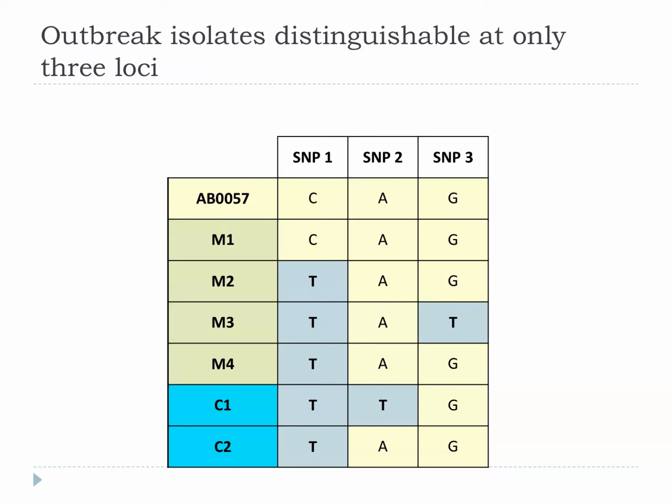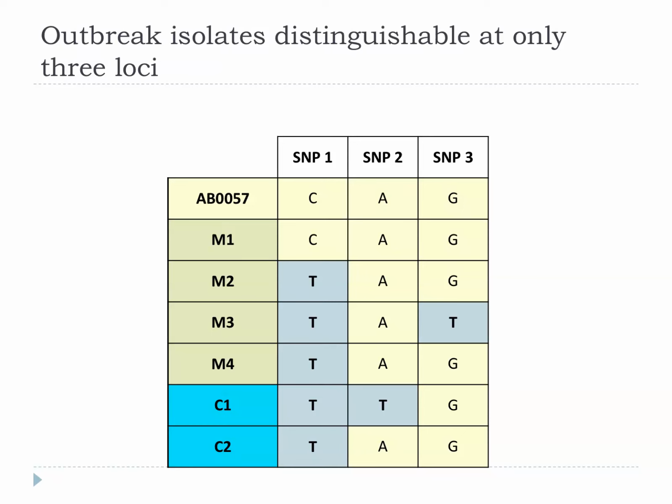So what did we end up with? We ended up with these outbreak isolates distinguishable at only 3 loci in the genome, what we called SNP1, SNP2 and SNP3. We managed to polarize the changes by looking at an outgroup, and so we said this was the ancestral state and then change as you go down the table. We've got 6 patients, 4 of them are military, M1 to M4, 2 of them are civilians, C1 and C2.